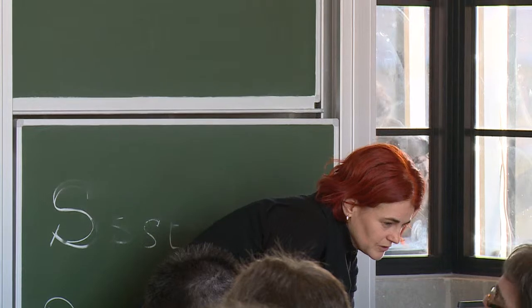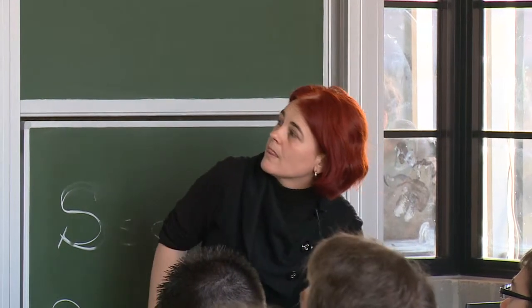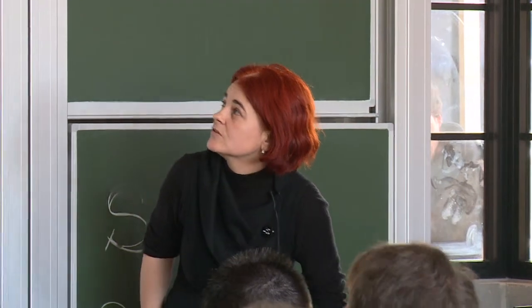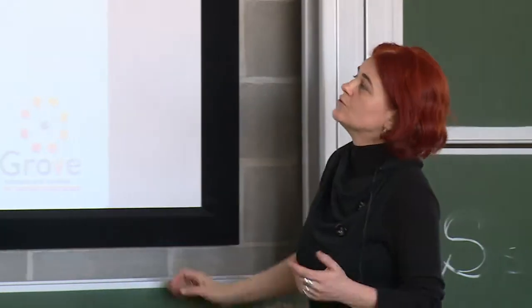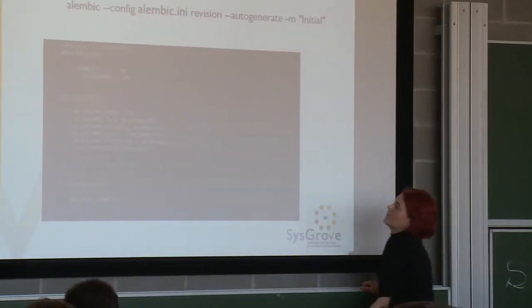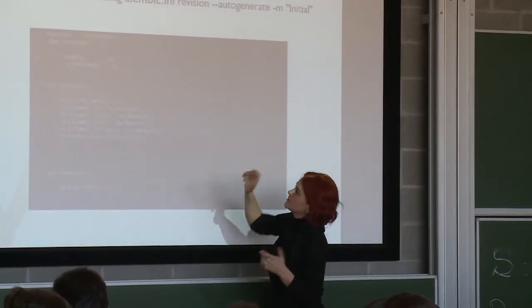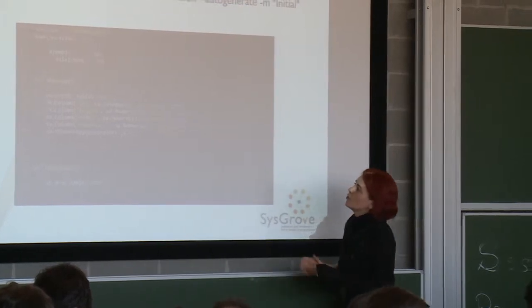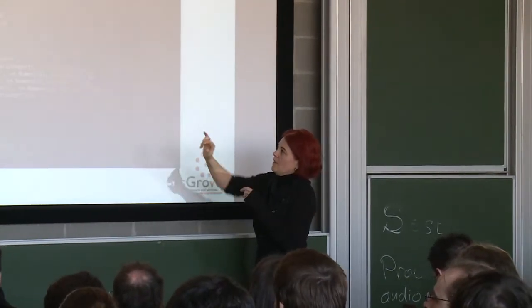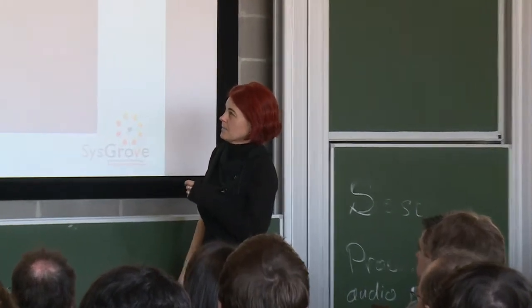So the first thing you are going to do with Alembic is to create a migration script. So this is the command line Alembic provides to you. And what can we see there? First of all, we have a revision number, which is some kind of hash number. This is my first revision, so it has no down revision. It's importing some stuff and is creating my table.